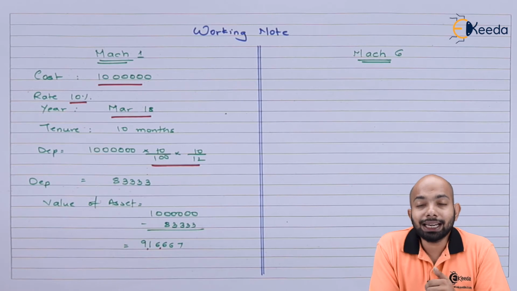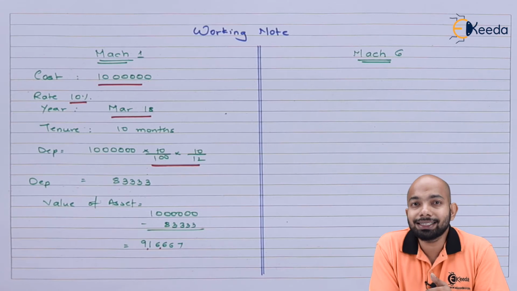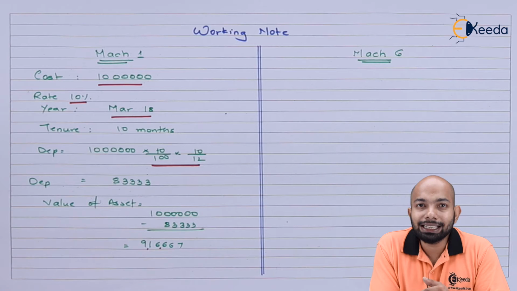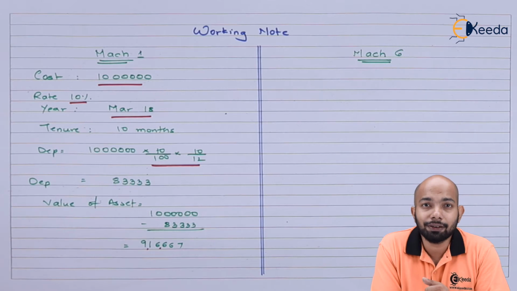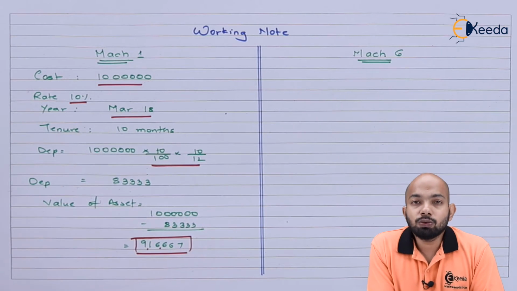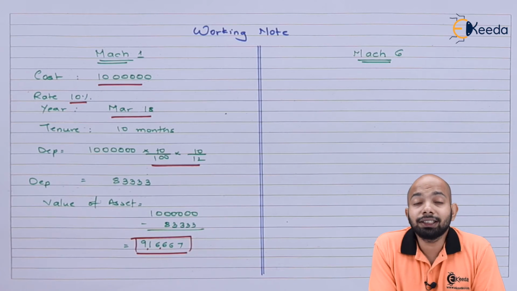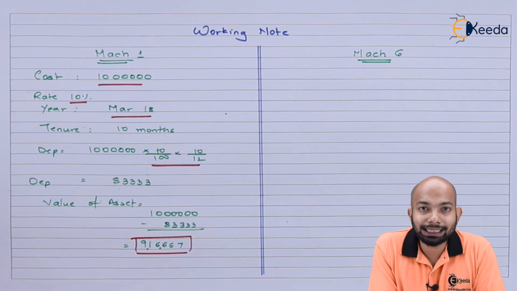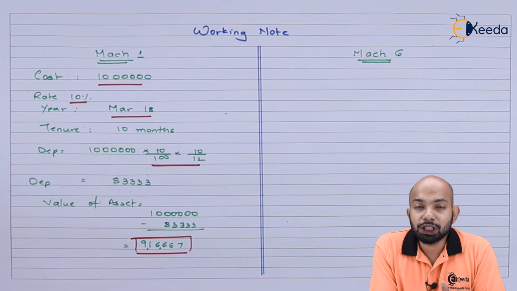Now the written down value of that specific asset by the end of this specific financial year, that means December 2018, will be 10 lakhs minus 83,333. That will give you a total of 9,16,667 rupees. So this is the depreciated value of this asset. So we have done the working for machine number 1.